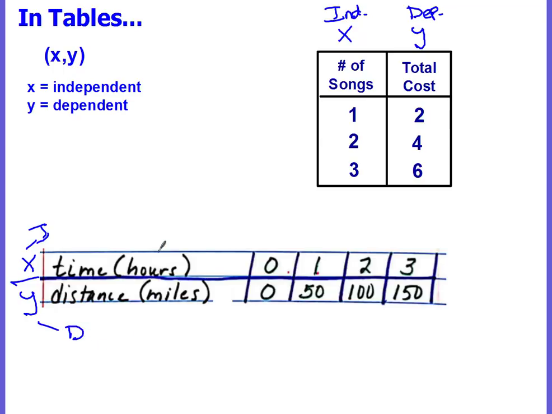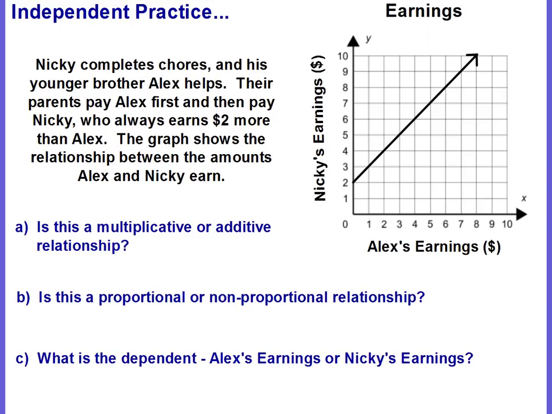So again, if you're given a graph, you're given a table, you can easily identify what is the independent and which one is the dependent. Okay, so let's do some independent practice and kind of throw it all together. Everything that we've learned in the first video, part 1, with the multiplicative and additive relationships and with proportional and not proportional, and then this video with the independent and the dependent variables.